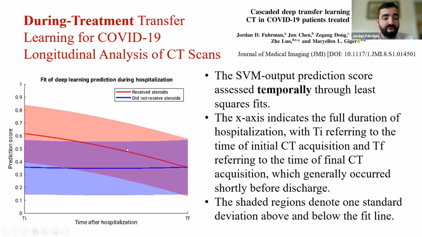And let's say some time has passed, the patient has undergone steroid treatments and then produces a CT scan that has a prediction score of around 0.4 or 0.45. Then what this would indicate is that the patient is likely nearing the end of their hospitalization duration, and should, if they're not already off of steroids, perhaps begin to be weaned off steroids and prepared for discharge.